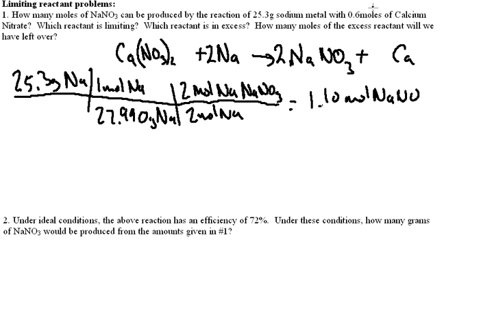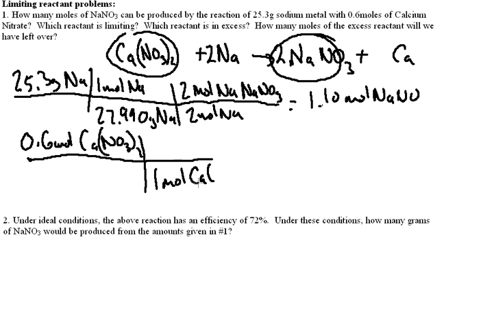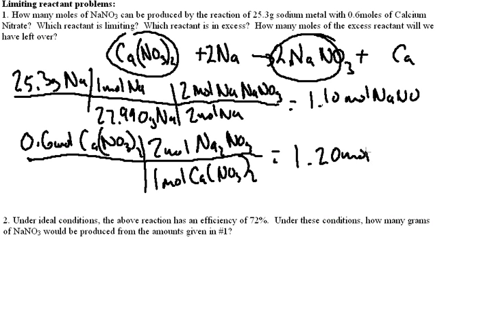Now we're going to see how much we can create with 0.6 moles of calcium nitrate. We're already in moles there, so we're just going to use our balanced chemical equation and compare these two. We're going to change calcium nitrate into sodium nitrate. So we've got a 1-to-2 ratio, 1 mole of calcium nitrate for every 2 moles of sodium nitrate. If we do the math here, we should end up with 1.20 moles. I think I gave you an extra sig fig. So 1.2 moles of sodium nitrate.